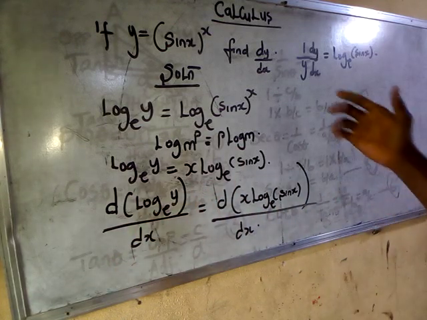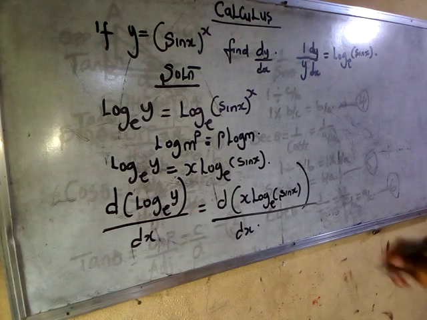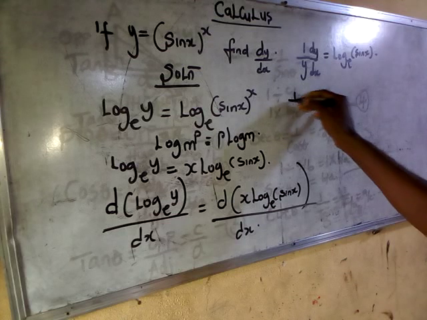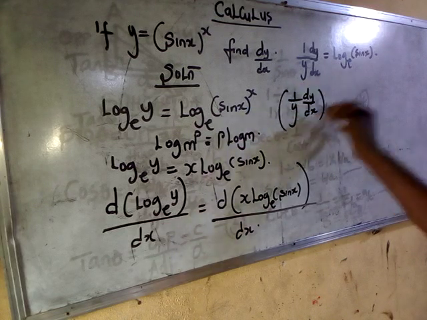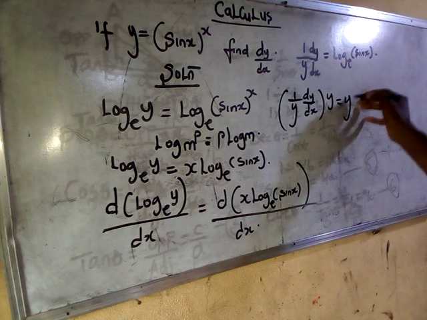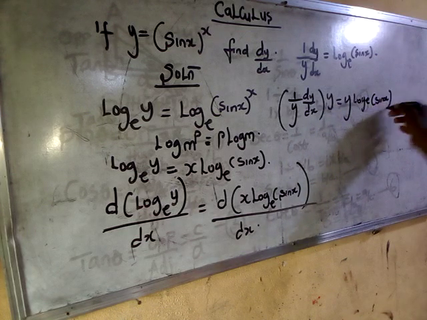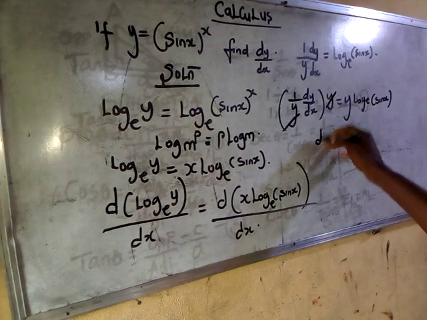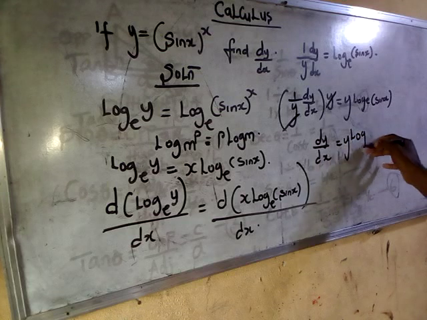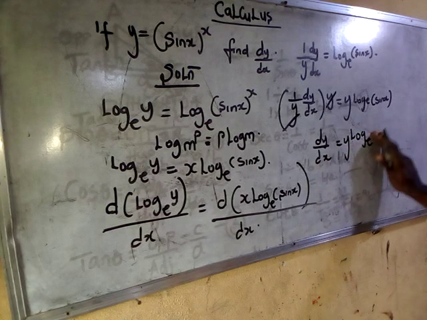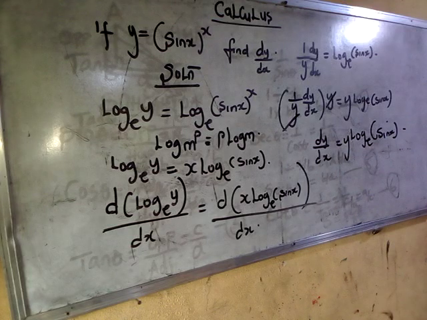So since we are looking for dy/dx, the short form is to multiply both sides with y, so that we are going to have our dy/dx standing alone. I will multiply both sides with y. Have you seen? I have been able to multiply both sides with y. Now, so that this and this cancel, and we have dy/dx equal to y times natural log of sine x. Oh, but we cannot stop here.